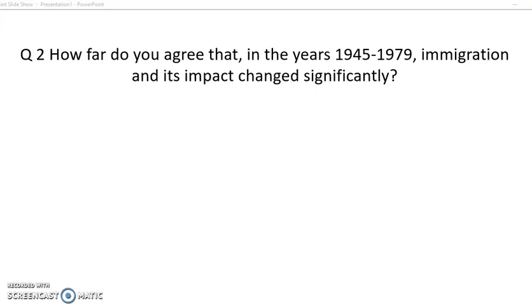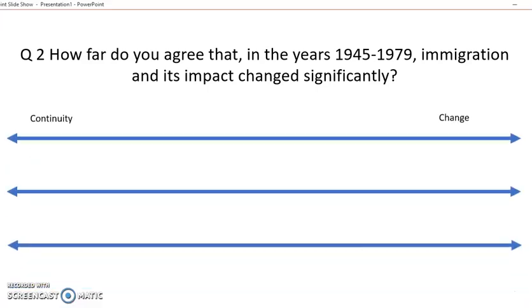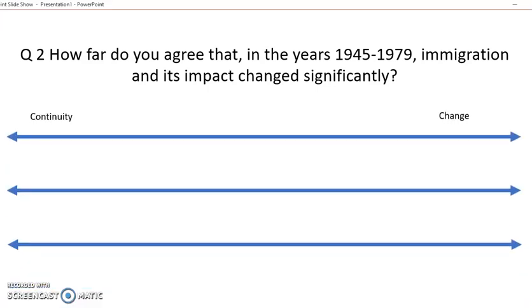Because this is a change and continuity question, one way of thinking about it would be to think about, well, I'm going to have 3 paragraphs and here are my 3 judgment lines. We've done this quite often in class. So in each of the categories, the criteria, was there more change or more continuity?